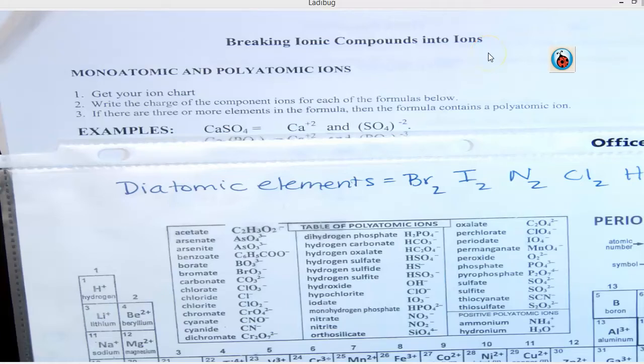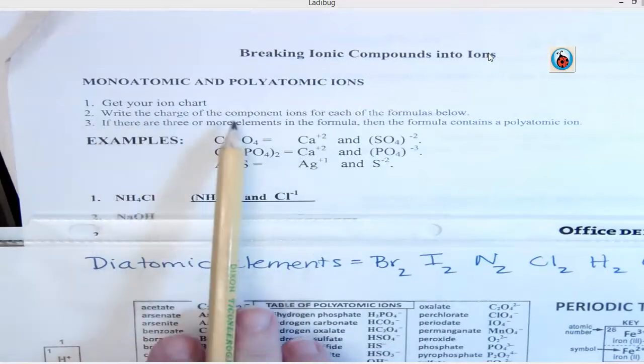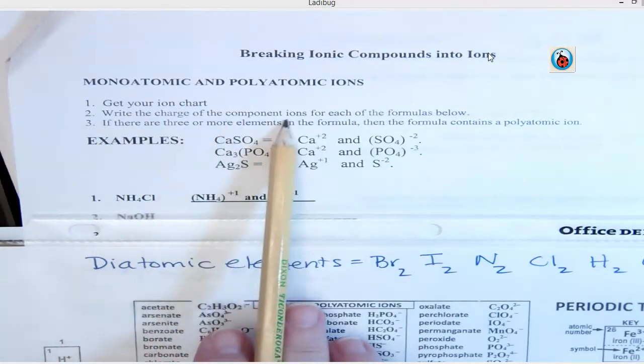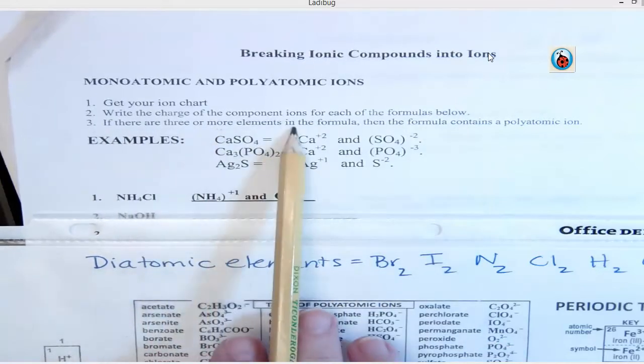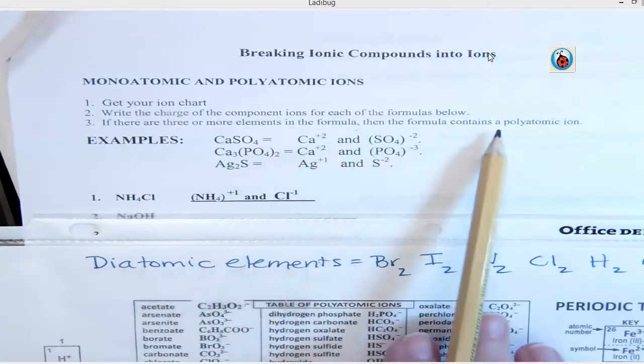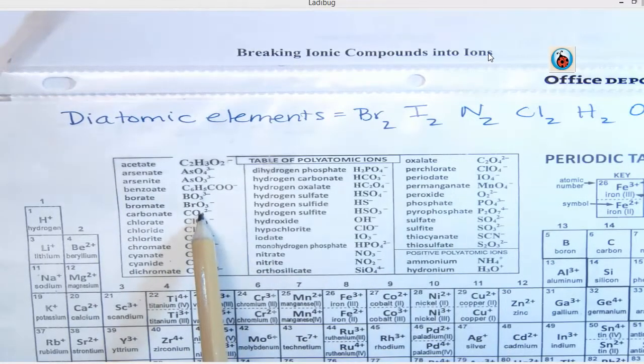Breaking ionic compounds into ions, of course you're going to need an ion chart. Okay, get your ion chart. We're going to write the charge of the component ions for each of the formulas below. If there are 3 or more elements in the formula, then the formula contains a polyatomic ion. So you need to look up here to get those polyatomic ions.